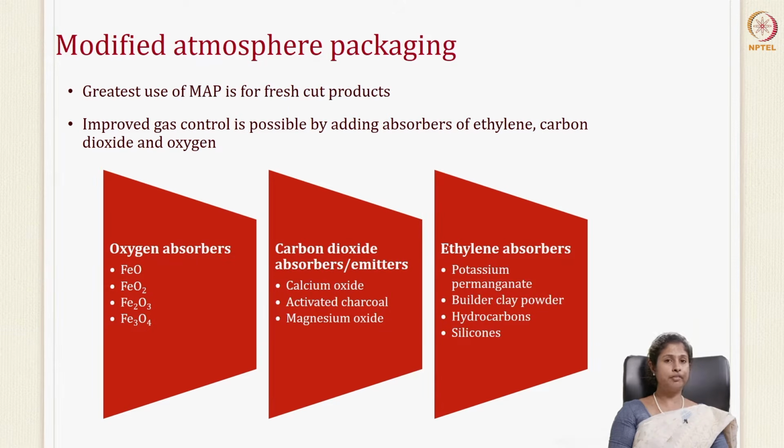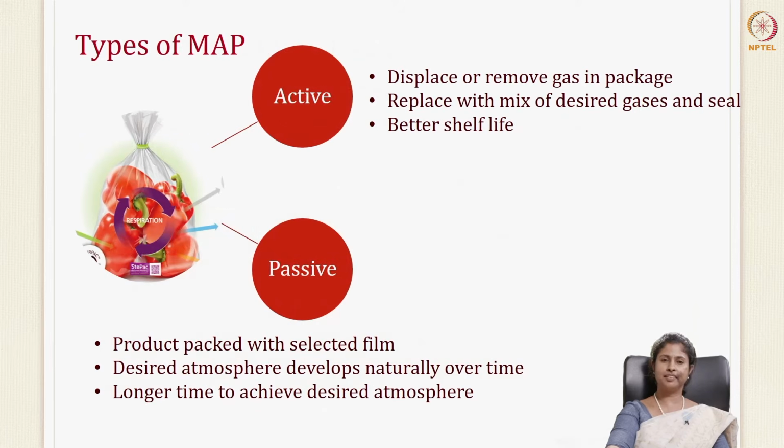Ethylene absorbers are very important because any ethylene that is produced in excess will induce ripening in the rest of the products. That can decrease the shelf life. So potassium permanganate is a very good ethylene absorber. You have clay powder, hydrocarbons and silicones, which again can be used as ethylene absorbers. So basically this can be used as an active package where the package has roles other than just containing and protecting the product. There are two types of MAP packages that we have, active and passive.